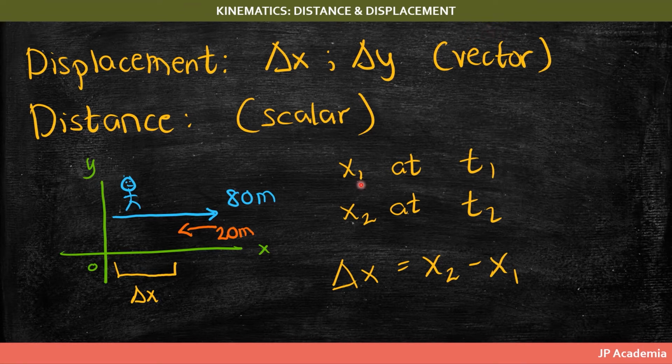If the object is at position, let's say, x sub 1, at time t1, and at x sub 2 at time t2, then the change in x is equal to x2 minus x1.